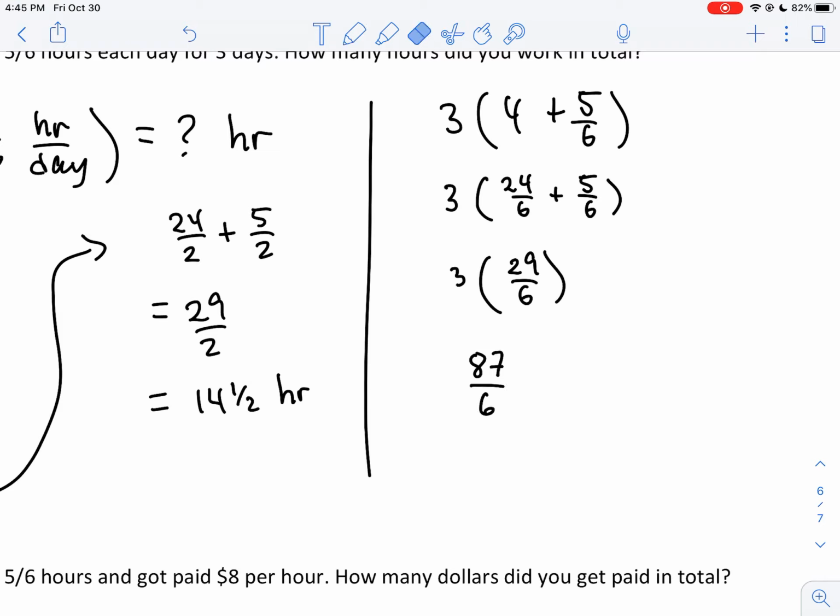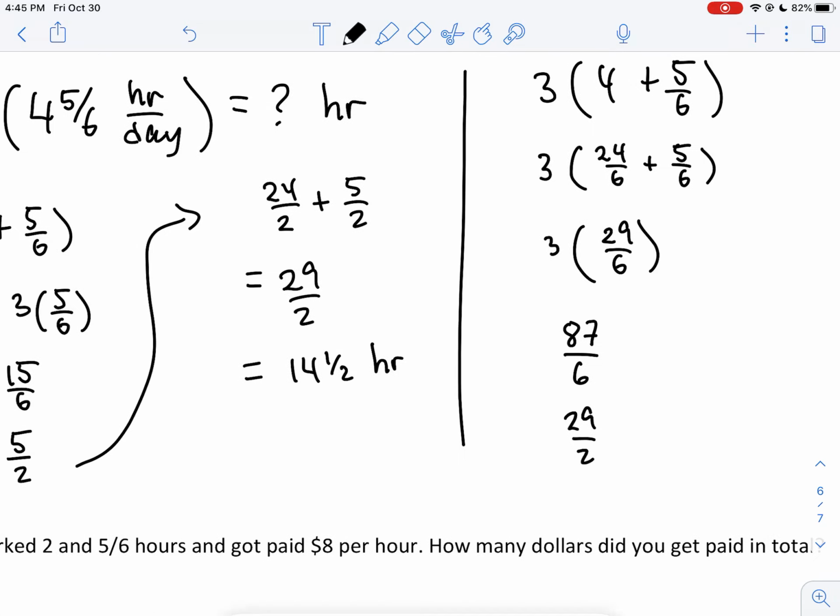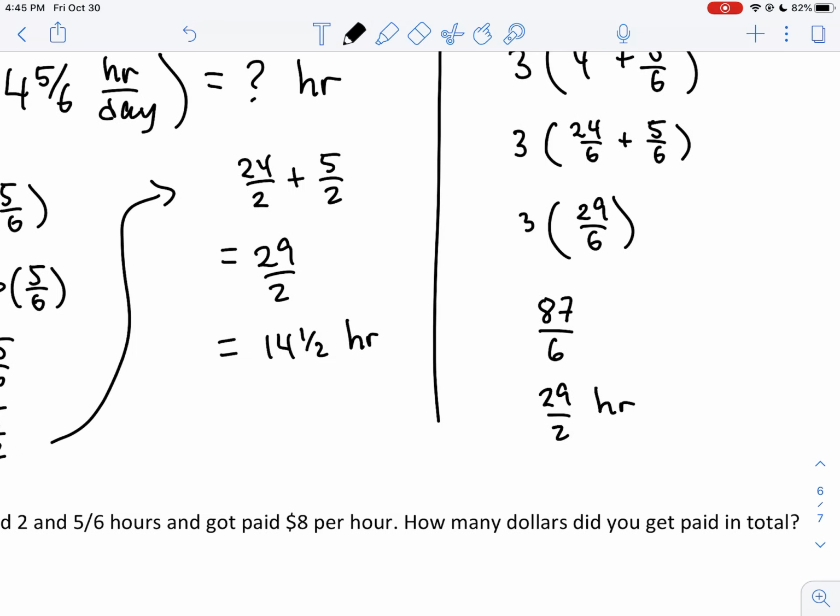Now the question is, is there a more simple way to express this answer? Well, the only factors of 6 are 2 and 3, but 2 does not divide into 87 because 87 is not even. Does 3 divide into 87? Well, 8 plus 7 is 15, and 3 divides into that. So yes, it does. We can divide each of these top and bottom by 3, and that gives me a total of 29/2.